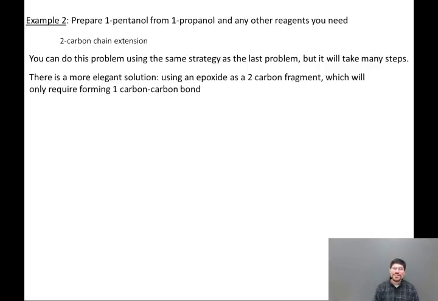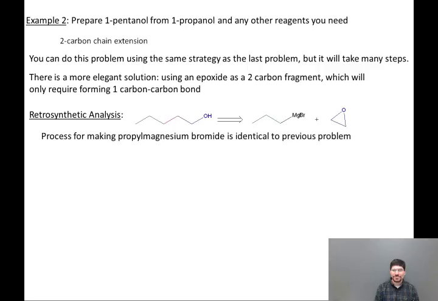And the elegant solution to this problem is to use an epoxide as a 2-carbon fragment, and therefore we will only have to form 1 carbon-carbon bond. We'll have a 3-carbon fragment and a 2-carbon fragment. Okay, so the retrosynthesis is that the carbon-carbon bond being formed will be the one in red. The 3 carbons in green come from propylmagnesium bromide, which we already talked about how you make from propanol. And then the 2 carbons in blue plus the oxygen are going to come from the epoxide ethylene oxide.